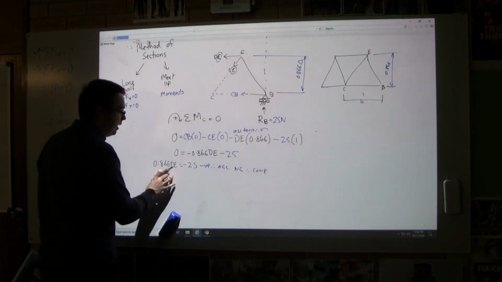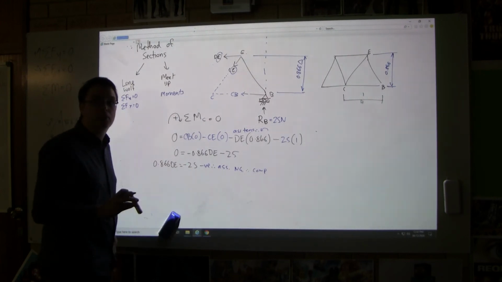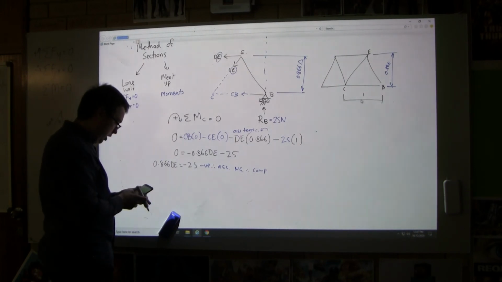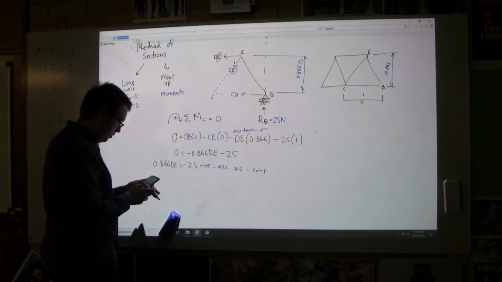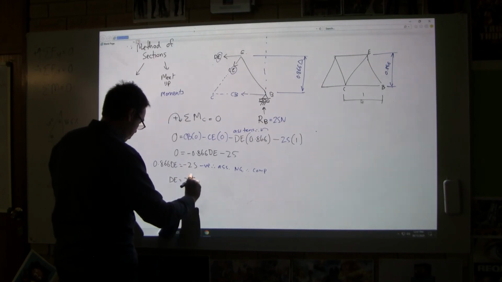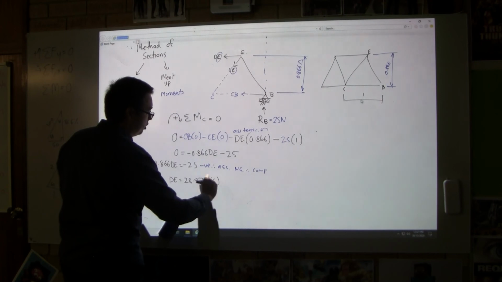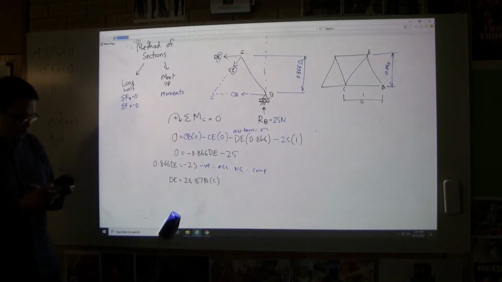So 86% of 25 means the whole amount is going to be what? 25 over 0.86. Yeah, I think it's 28.87. So DE equals 28.87 newtons compression. Yep, so there we go. I did your homework for you as well.